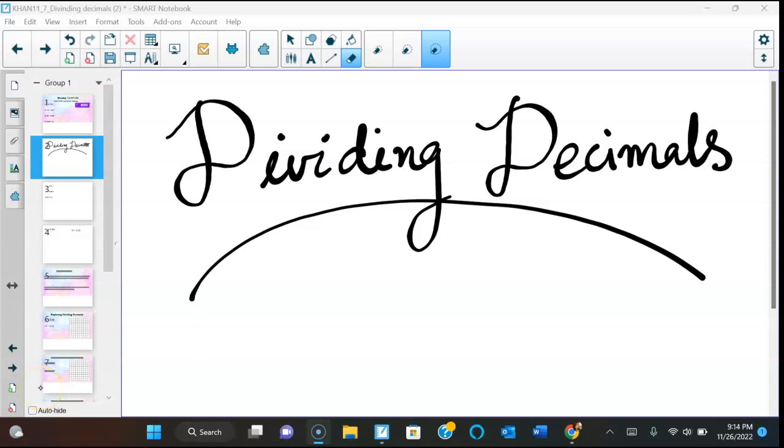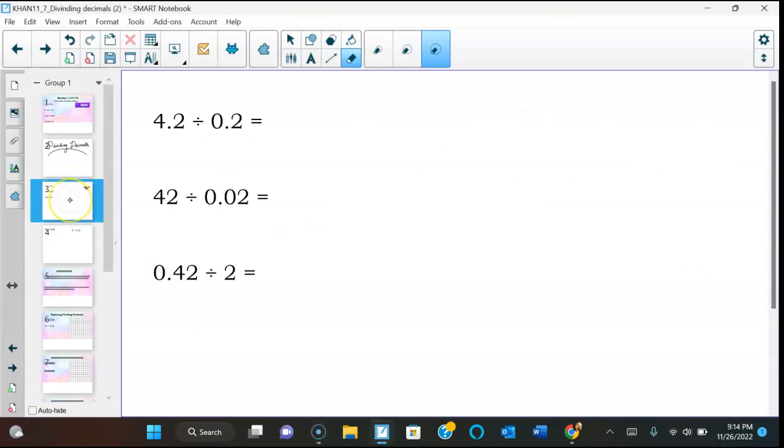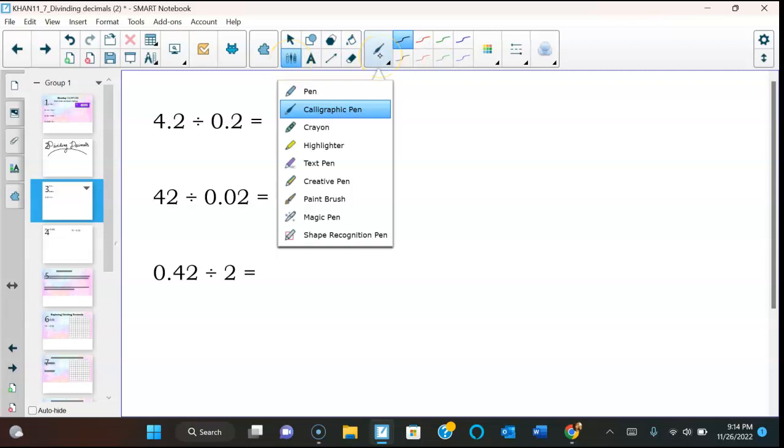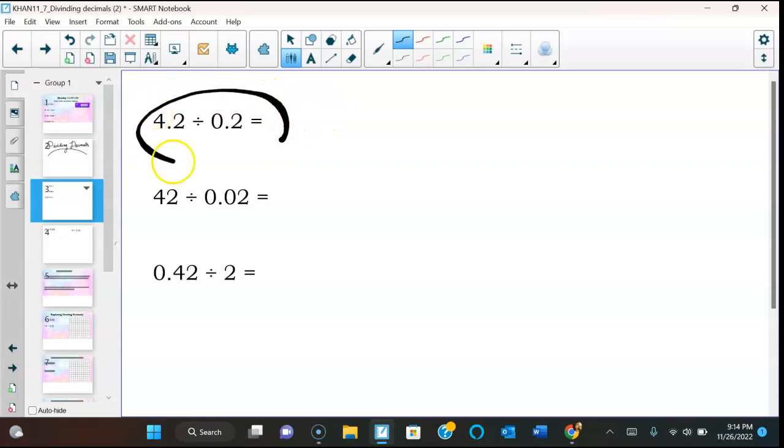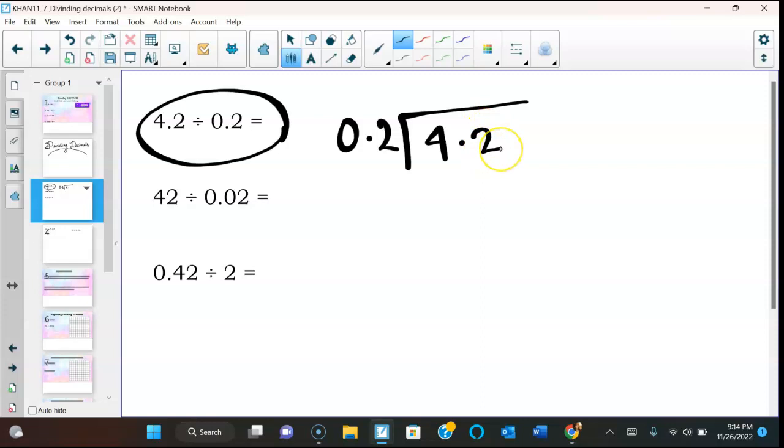Today I'm going to show you how to do dividing decimals. Let's start with some examples. The first one is 4.2 divided by 0.2. Our 0.2 is our divisor and 4.2 is our dividend.